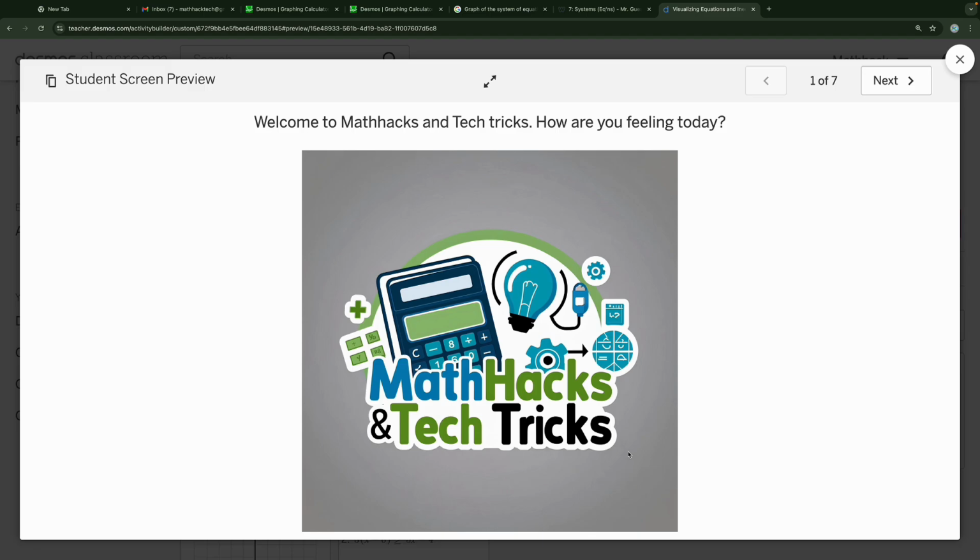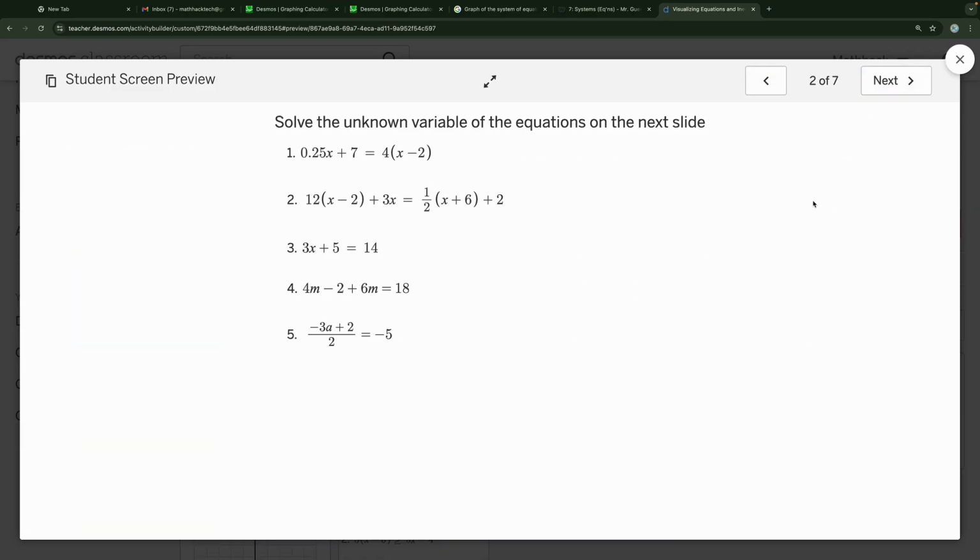Okay, so today we are going to dive into equations, and we are going to start with how to solve equations with unknown variables. I have 5 questions here we are going to tackle, so let's dive into it.